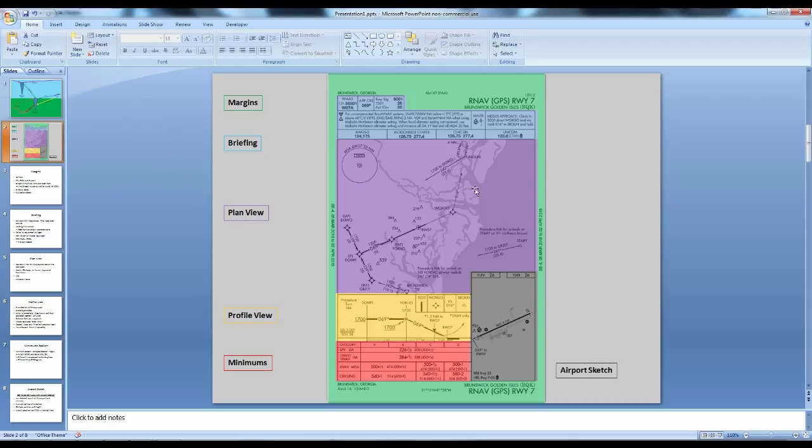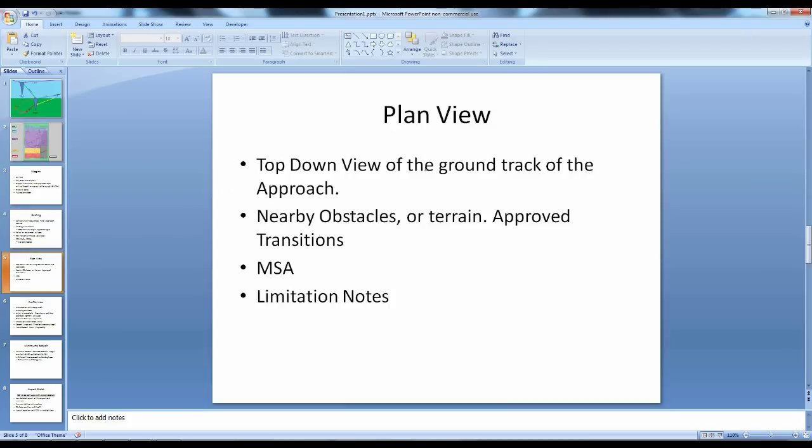Plan view is next, and it's pretty obvious what it is. Plan view is just a top-down view of the ground track of the approach. It shows the nearby obstacles or terrain and approved transitions. It'll have your minimum safe altitude and limitation notes.